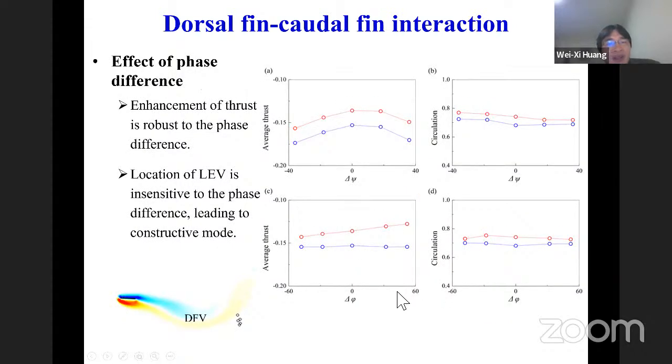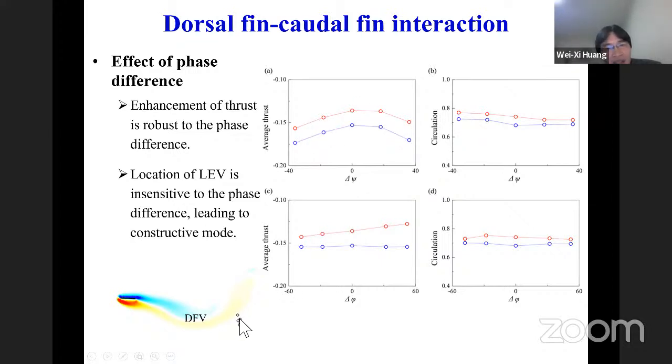We also consider the sensitivity of this kind of interaction to parameters like the distance and the phase difference. It's interesting to see that this constructive interaction is insensitive to the phase difference. For different phase differences between the dorsal fin and the caudal fin, the thrust force and the circulation are always higher.